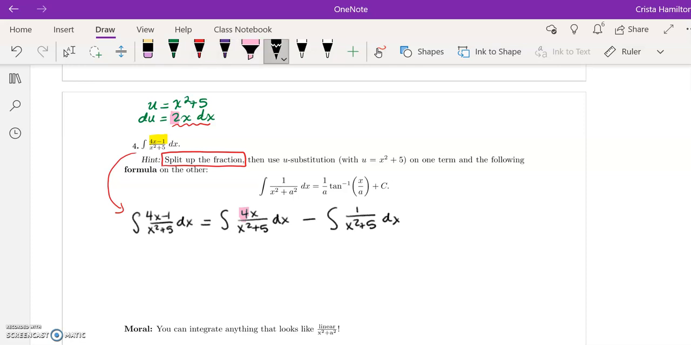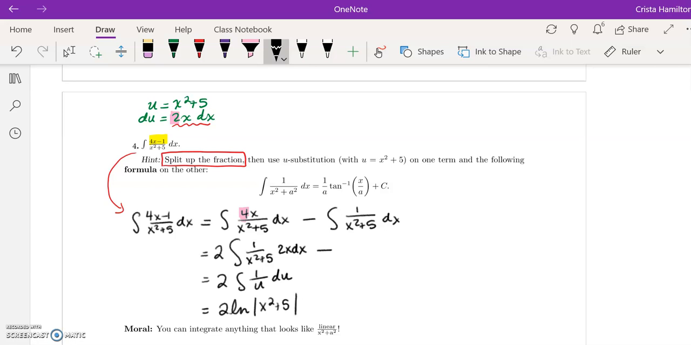So we can pretty much go through this, and I can pull a 2 out. But I don't really need a corrector. I just need to pull a 2 out. And then I have my 1 over x squared plus 5, and then my 2x dx. And I'm going to just leave the minus for a second. I'll come back in and do the second portion of this in a second. But continuing with this, I could do my substitution, 1 over u du, and get to the 2 natural log absolute value. And I'm going to go ahead and put the u back in, x squared plus 5 here.